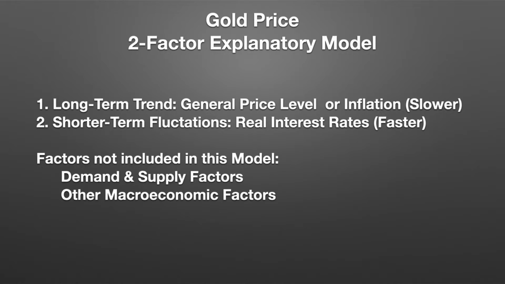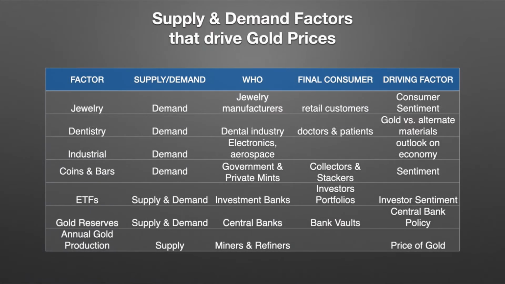Now there are other factors I didn't mention, which I'm not considering. There's a bunch of supply and demand factors. There's also other macroeconomic factors. I'll just show you some of these, but I'm not going to talk about them. There are all these demands, like for jewelry, and for dentistry, and for industrial uses of gold. There's demand by ETFs and central banks. So these all drive the price, but these are kind of hard to understand, in my opinion.